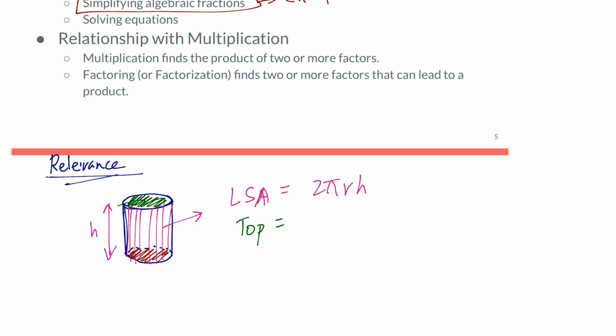would be, what formula would you use here? Does anyone remember? For a circle? Yeah, pi and r and, I think you said it, squared, great. And even for the bottom, we have pi r squared. So here's where factoring becomes useful.